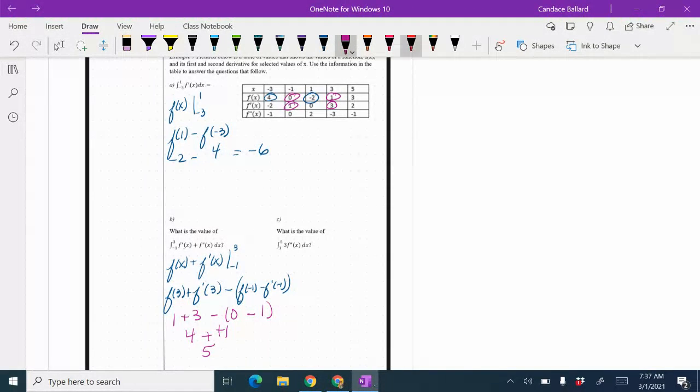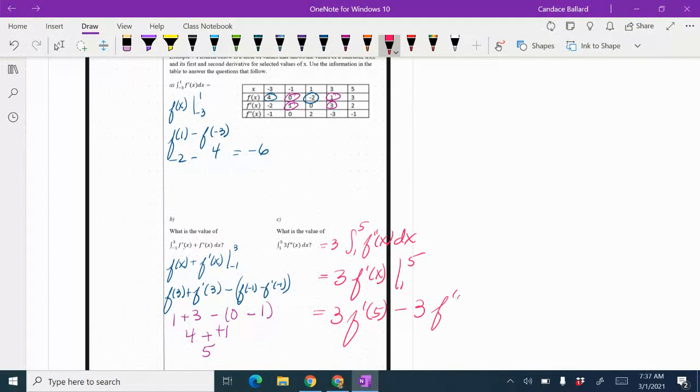Looking at C here, I'm going to pull the 3 out in front. So when we integrate from 1 to 5 of f double prime of x dx, and you don't have to pull that 3 out, it's just optional. So we've got 3. When I integrate f double prime, I get back to f prime. And we're going to go from 1, not 3, 1 to 5. We're going to apply the fundamental theorem. So f prime of 5 minus 3 times f prime of 1.